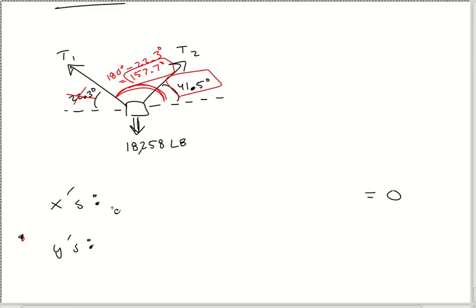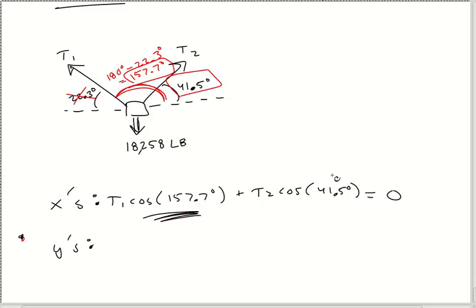And so then I would say my T1 magnitude times the cosine, for x's, of the 157.7, plus T2 cosine of the 41.5 degrees, and that should equal 0. You're wondering why there's not a minus sign, like this guy minus that guy or something like that. Well, this right here is going to end up being a negative number anyway, so this is a negative, that's a positive. Negative and positive should equal 0. That's the idea. Now, T1 does not equal T2. There's a little bit of different magnitude, okay?